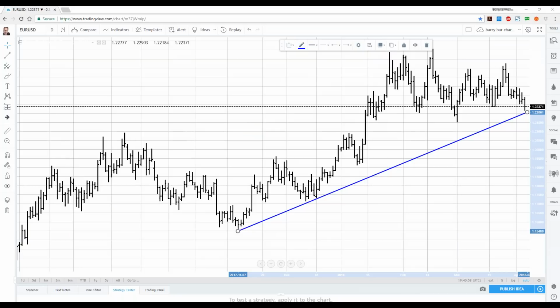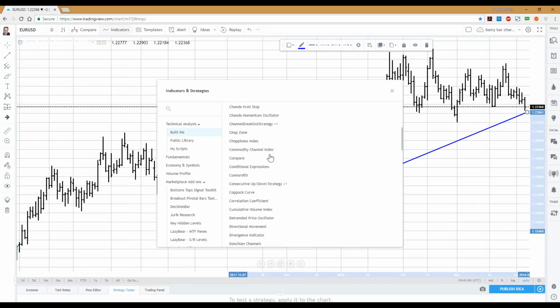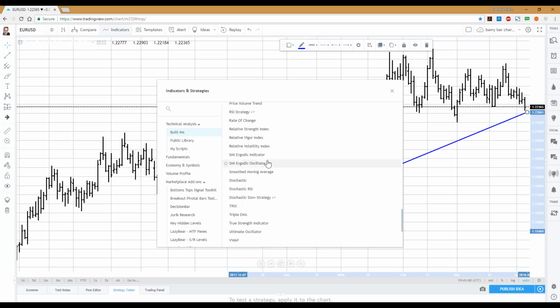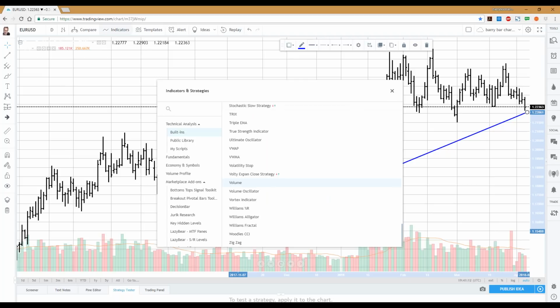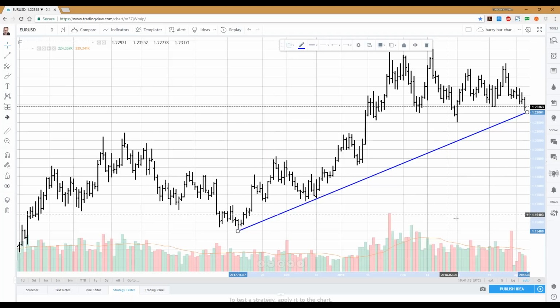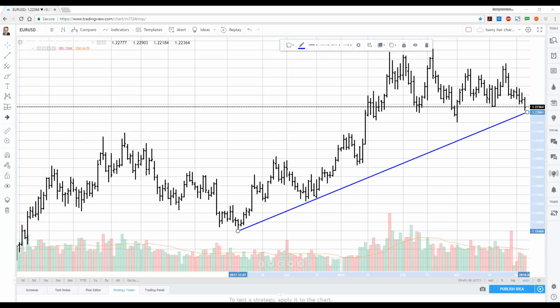Now, if we combine this with simple things like volume, which is just telling us the amount of trades taking place or the amount of contracts being opened and closed in that asset, what we should do is see some type of relationship between the volume and the price.